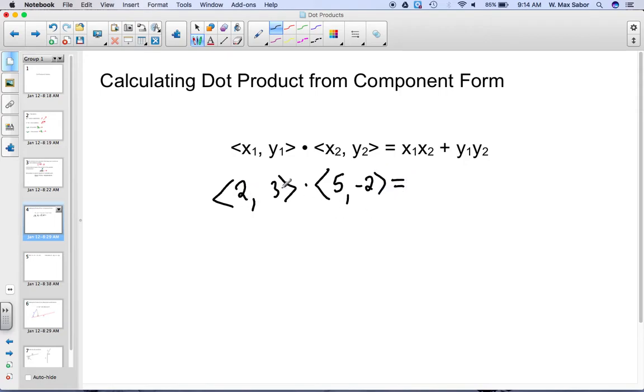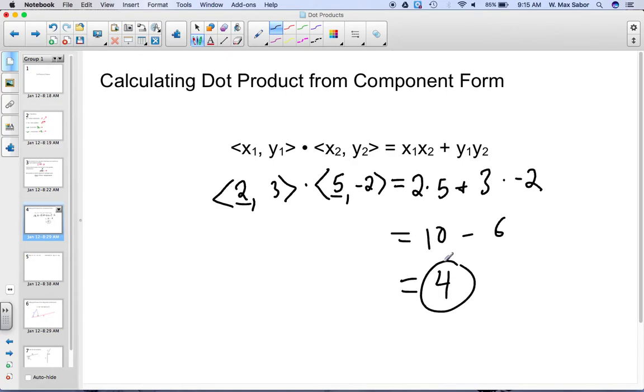Well, we will multiply the parallel components. Well, 2 and 5 are both x components, so they are parallel, and we will multiply those together, 2 times 5. Also, 3 and negative 2 are parallel components, so we will multiply 3 times negative 2. Now, when we multiply those, we take the sum of each of the parallel component products. So 2 times 5 is 10. 3 times negative 2 is negative 6. So the overall dot product is 4.